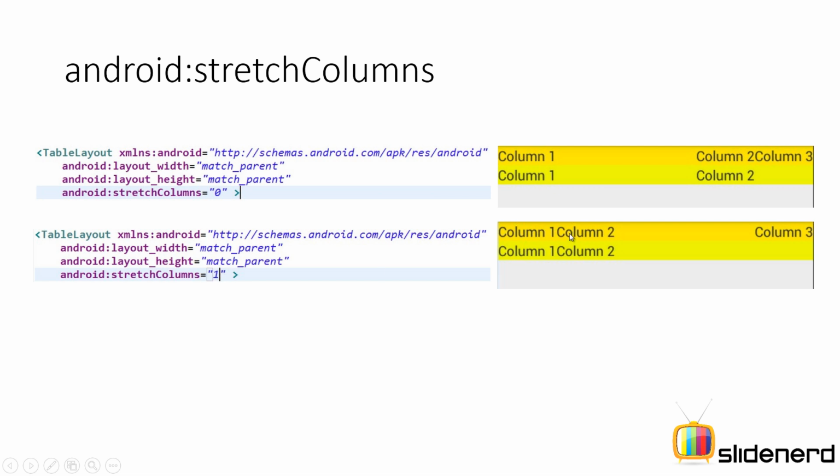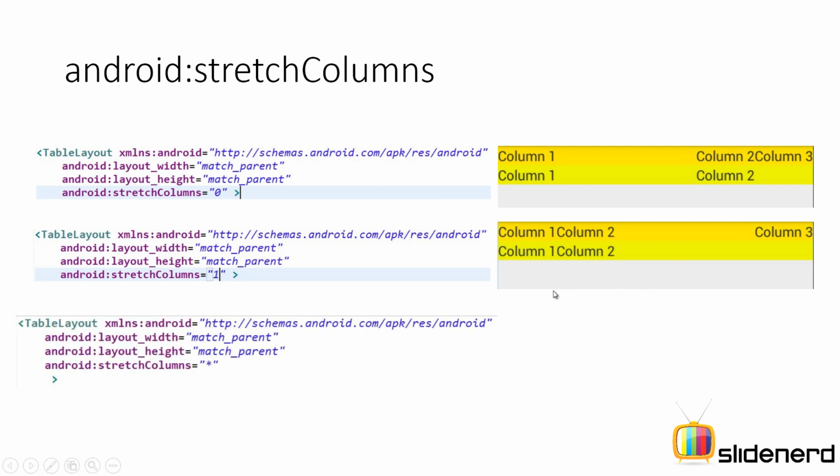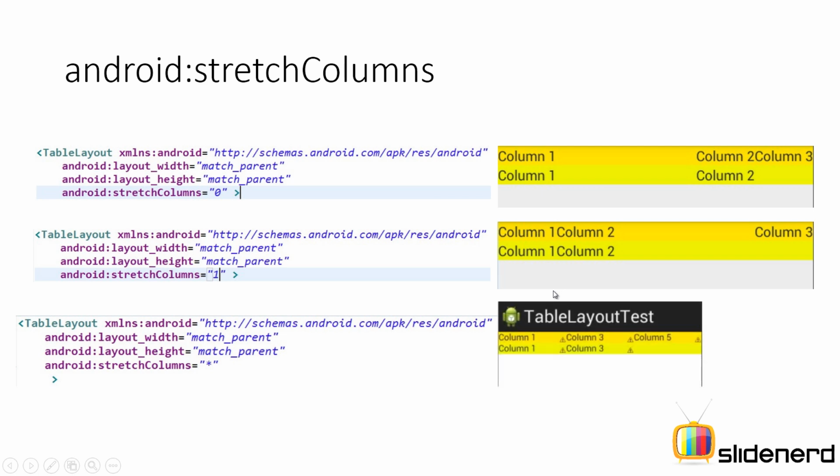So when I say 1, it's going to actually stretch the second one. And then if I say stretchColumns equals star, all the columns are equally stretched, and this can be seen clearly with the space in between two columns, right? So this is what your android:stretchColumns does.